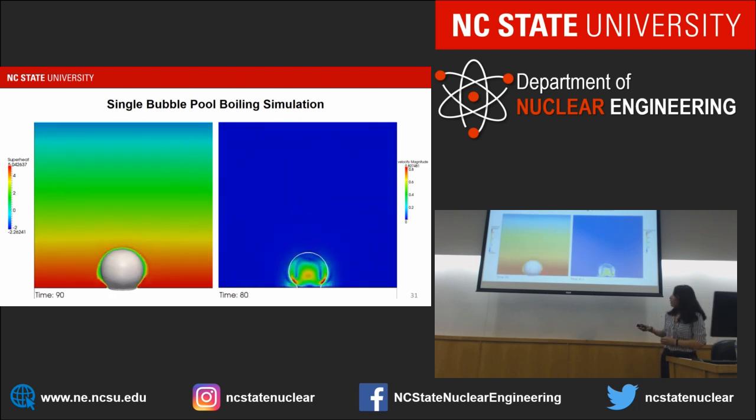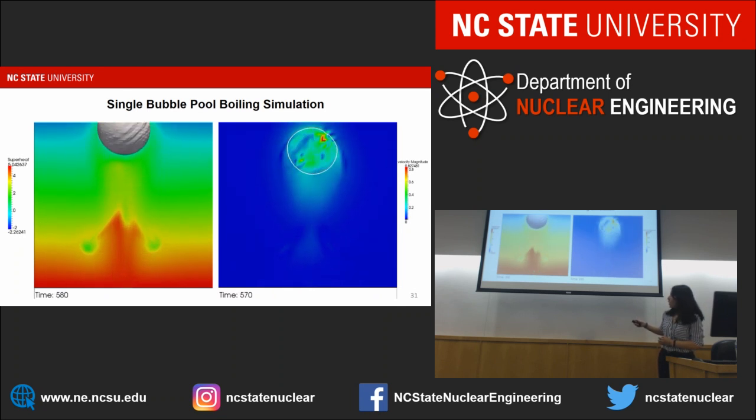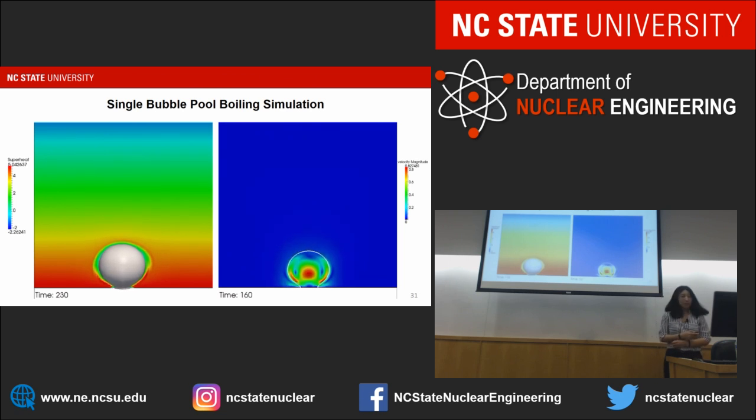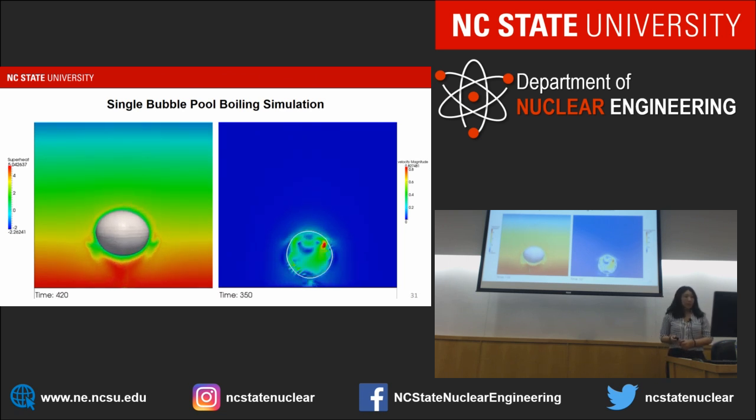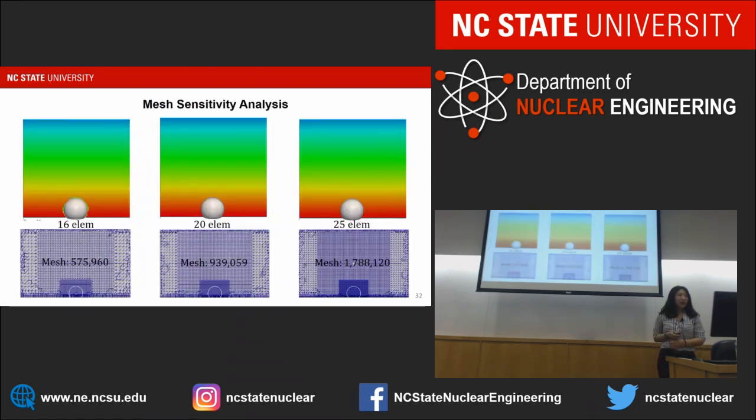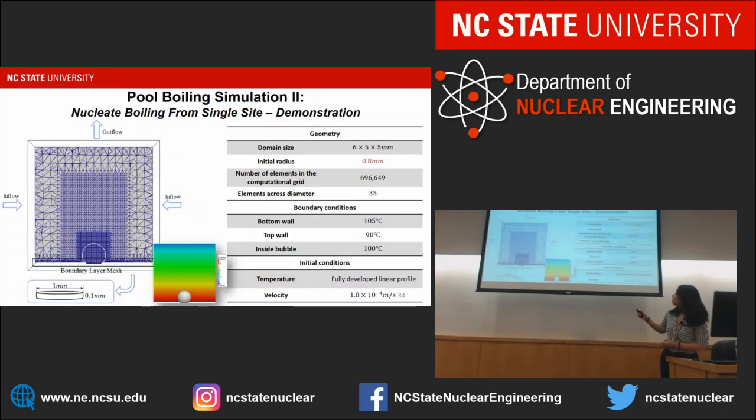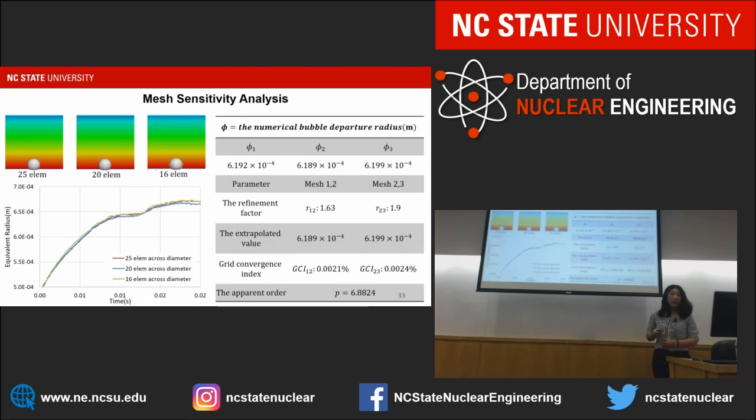As we could observe here, the bubble grows, and then it departs from the wall, and there's a quenching effect in the wake region of these bubbles. And again, the mesh sensitivity studies. From the result, we could see this algorithm has good mesh convergence for different meshes.